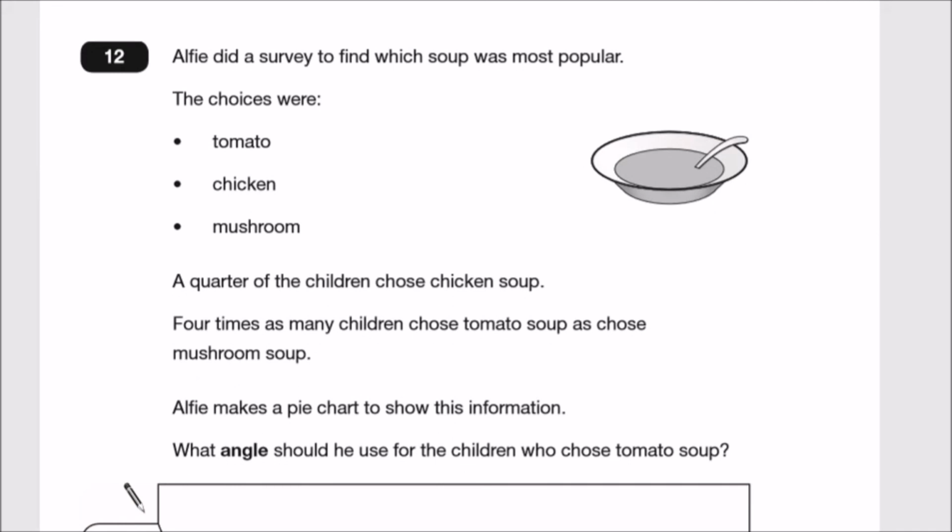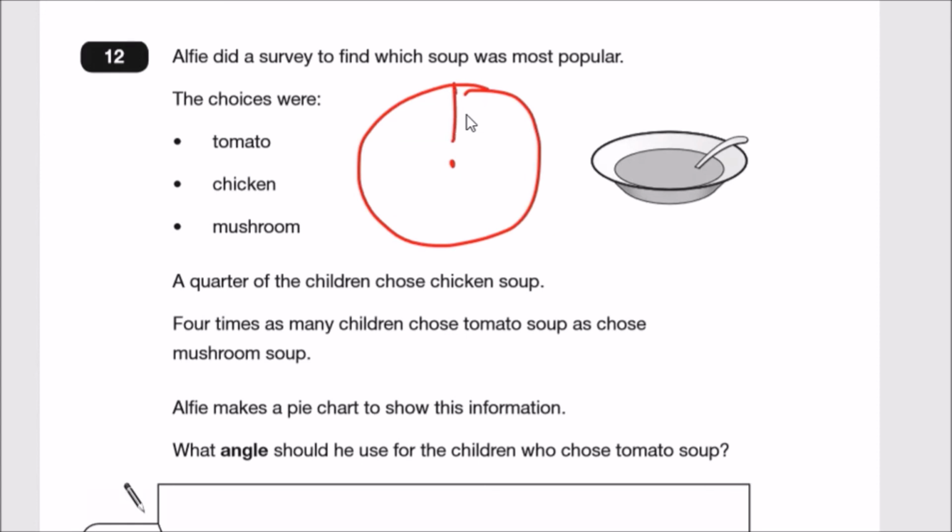Question 12. Okay, so Alfie did a survey to find which soup was the most popular option. Now, the choices were tomato, chicken, and mushroom. Okay, let's have a look now. Apparently, a quarter of the children chose chicken soup. 4 times as many children chose tomato soup as chose mushroom soup. Now, Alfie decides to make a pie chart. So let's firstly draw a pie chart ourselves here. Let's try and visualize this.